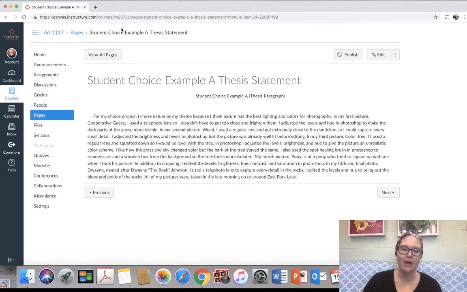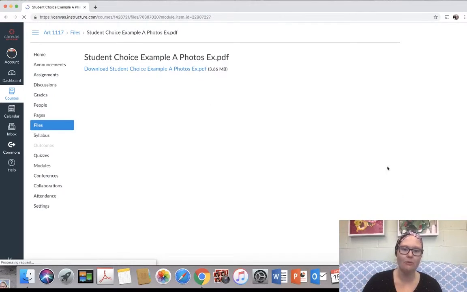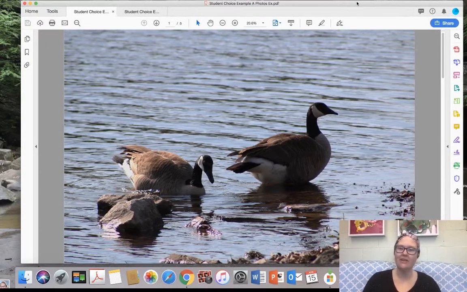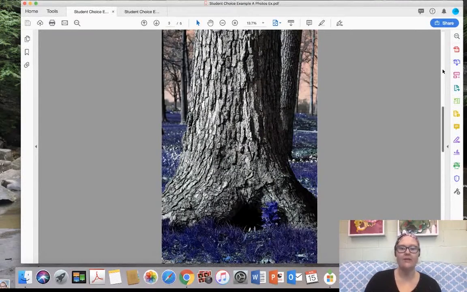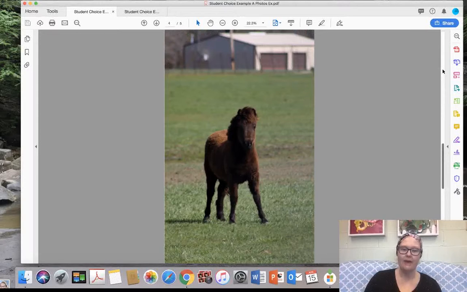I'm going to show you, if you hit next, that PDF will pop up. I'm just going to bring it up in my Finder here because I think it's just a little bit easier to look at. That's just personal preference. So here we go. We can see this is cooperative geese. I scroll down to the next picture. This is that weed picture. Then the color tree picture, which you can really see those digital edits.